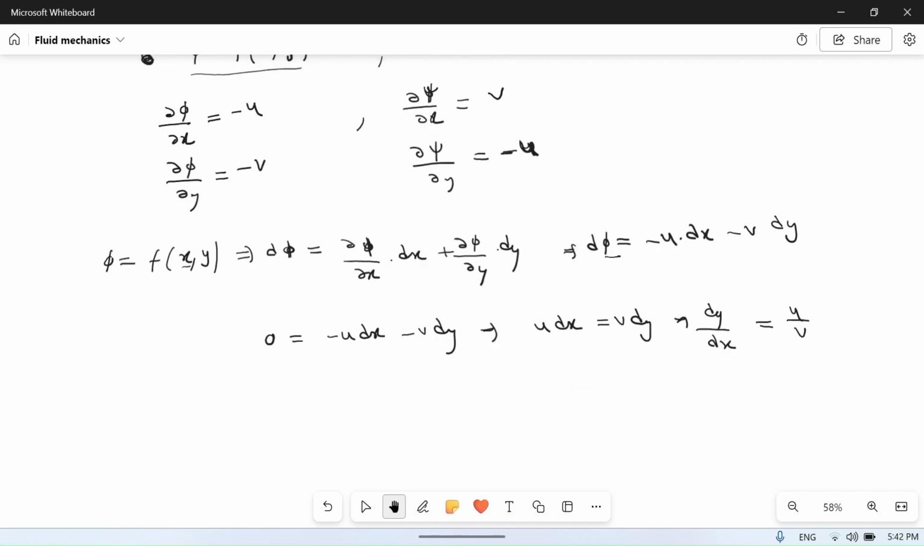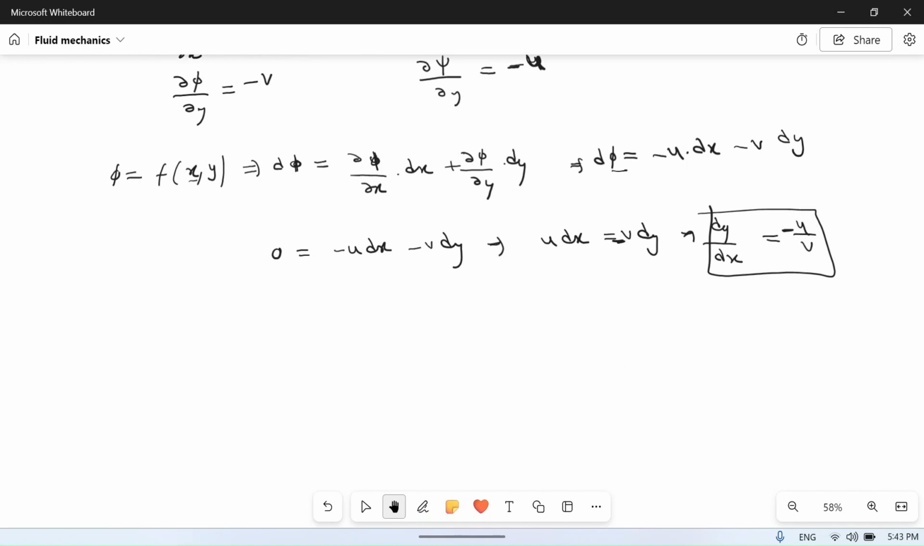Okay, so let's see again. d phi is del phi upon del x into dx plus del phi upon del y into dy. So d phi is equal to, del phi upon del x is minus u, and del phi upon del y is minus v. So minus u dx minus v dy is equal to 0. So u dx is equal to, this will become minus, that was the mistake here. dy upon dx is minus u by v for equipotential line.